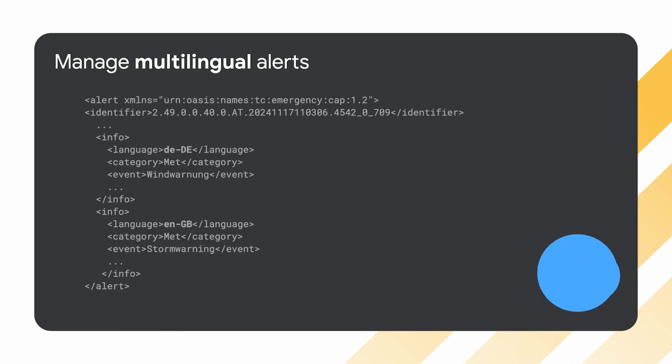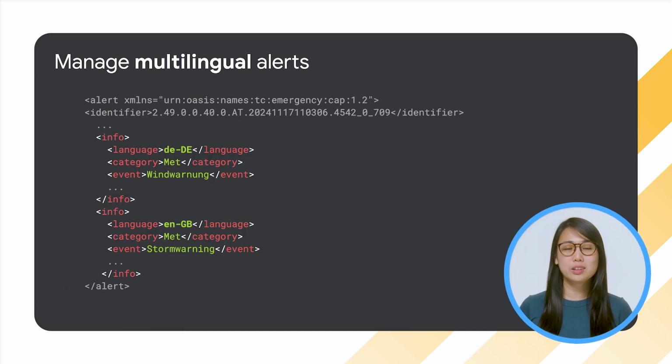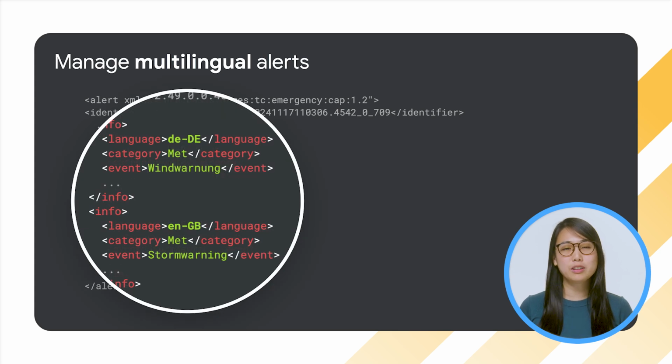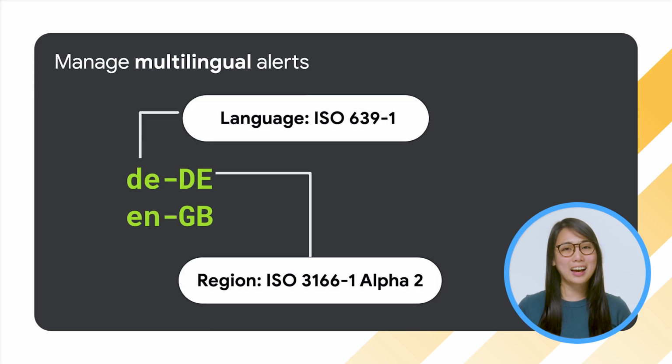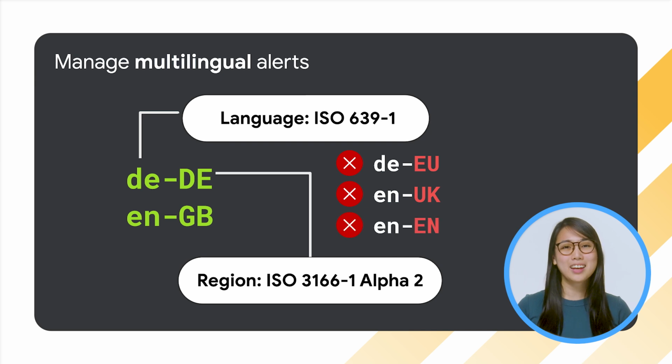If you support more than one language or region, use a single alert with multiple info blocks, one for each supported language. On the screen, you will see an example of an alert for German in Germany and English in the UK. It's also important to use the correct language and region codes. Align your language and region code to the ISO format listed on the screen and in the video description. Note that reserved or special country codes, such as EU or UK, will not work. Also, using language code for region code will not work as well. Check the link in the description for a comprehensive list.